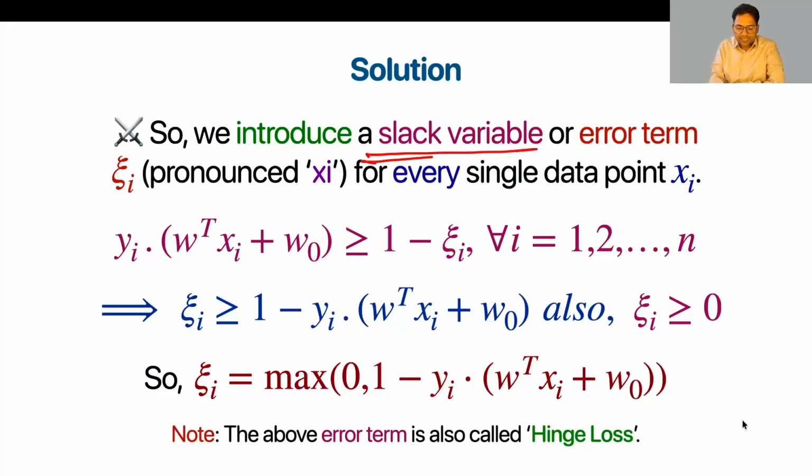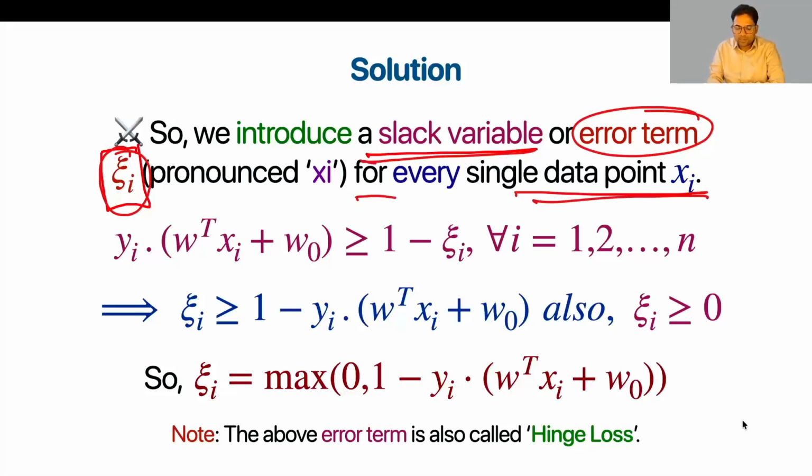So we introduce a slack variable or error term. It is pronounced as xi, this E kind of symbol. This is called xi, a Greek alphabet, for every single data point. For a correctly classified point, this error term will be equal to 0. We'll see that. So yi into w transpose x should be greater than or equal to 1. That was our constraint earlier with hard margin SVM.